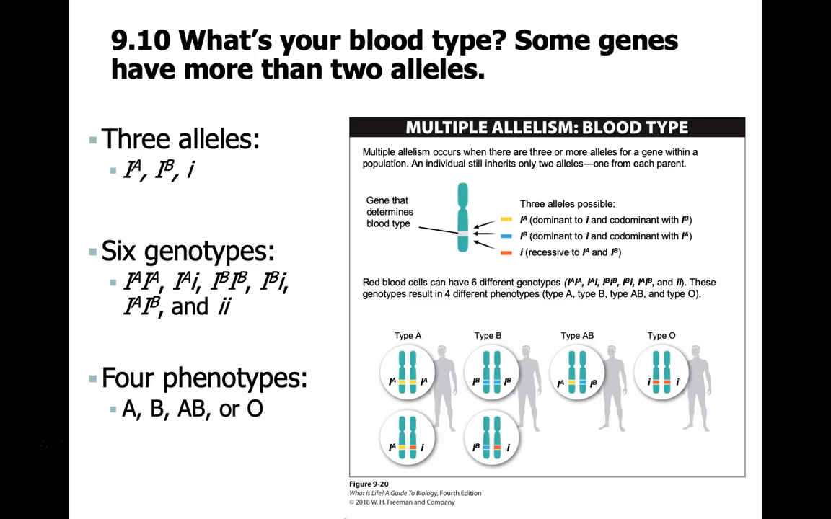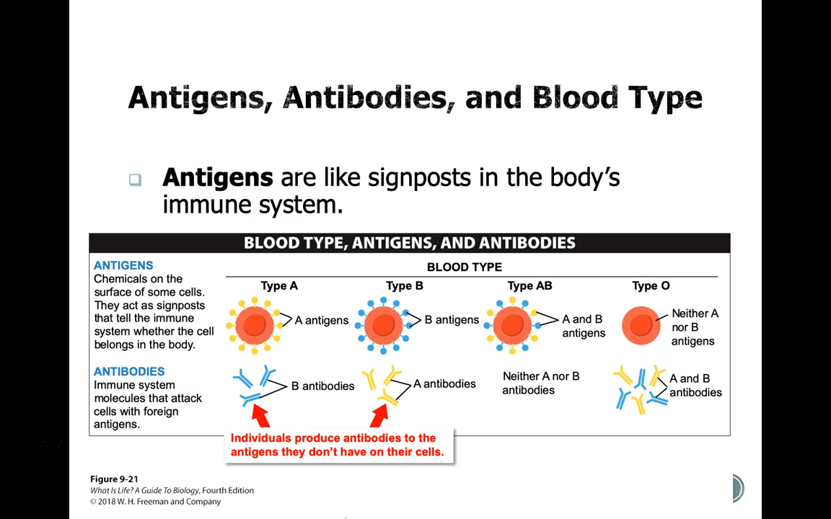Now these types refer to a particular type of receptor on the outside of the cell called antigens. Now, when you have the A allele, you produce A antigens on your blood cells. When you have the B allele, you produce the B antigens. If you are O, you produce neither A nor B antigens, and your cell is sort of naked on the outside, I guess you could say.